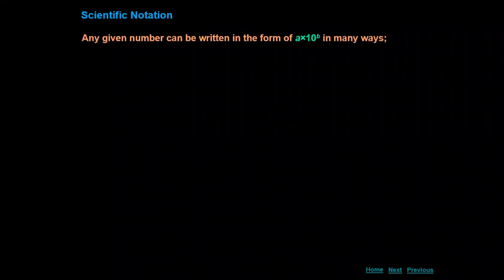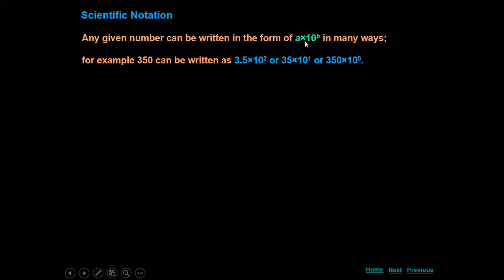So what we had in scientific notation previously is, a given number can be written in the form of a into 10 to the power of b, right? Now, here I already spoke about this, where a is an integer, b is an integer. So this a into 10 to the power of b means, suppose we have 350, that can be written as 3.5 into 10 to the power of 2, or in these two ways also it can be written. But which way is correct according to scientific notation, we need to know, right?